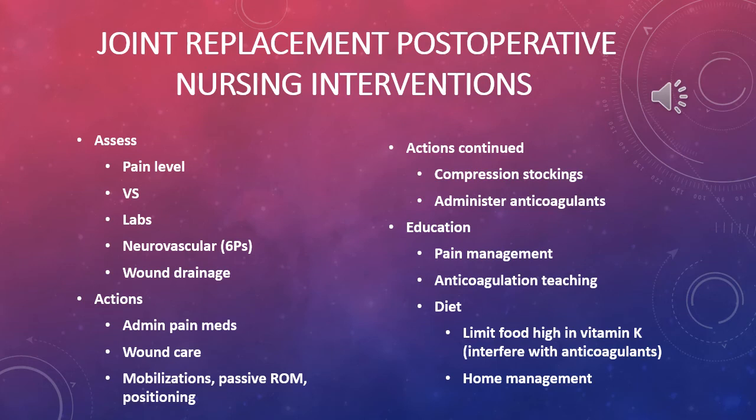Okay, so post-operative nursing interventions for joint replacement. Again, we're going to start off with an assessment. You're going to assess the client's level of pain in addition to their vital signs and any lab values that will help you determine their hemodynamic stability. Neurovascular assessment is going to include the 6 Ps and assess for the wound drainage, looking at the consistency, the color, and the amount. Nursing actions will include administering any pain medications, wound care, mobilization, passive range of motion of the affected extremity, and positioning. We're also going to use compression stockings and administer any anticoagulants to try to avoid DVTs.